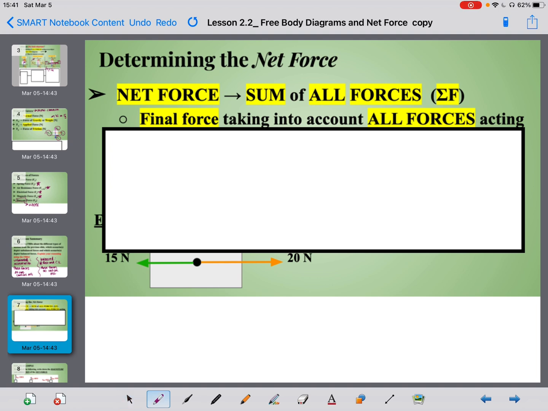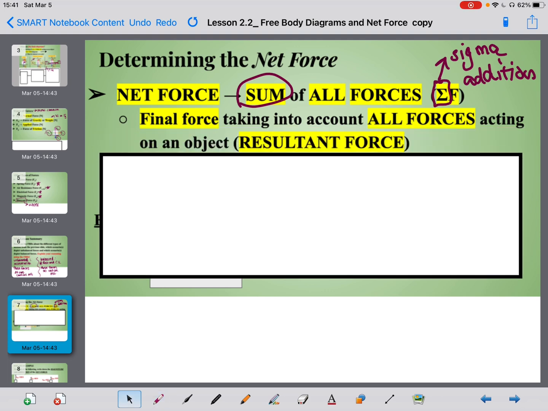So this symbol right here is known as sigma. If we're saying the sum of all forces, that means that this represents addition, okay? Sum is the word for addition. So essentially, this is just the final force taking into account all the other forces that are acting on the object, and we call that the resultant force, okay? So think about when we talked about resultants in Unit 1, what did they mean?